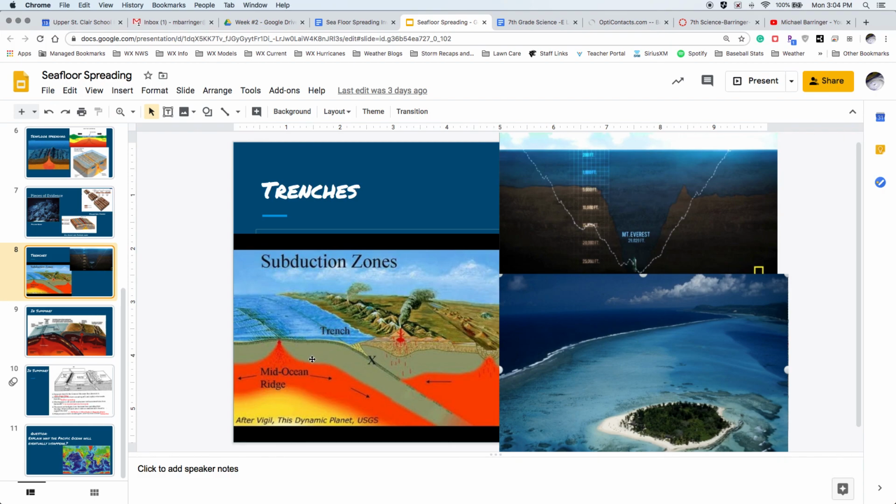You have trenches that are really, really deep parts of the ocean. Again, Mount Everest can fit into some of them. But this trench is formed by this process called subduction, in which one plate goes underneath of the other one.